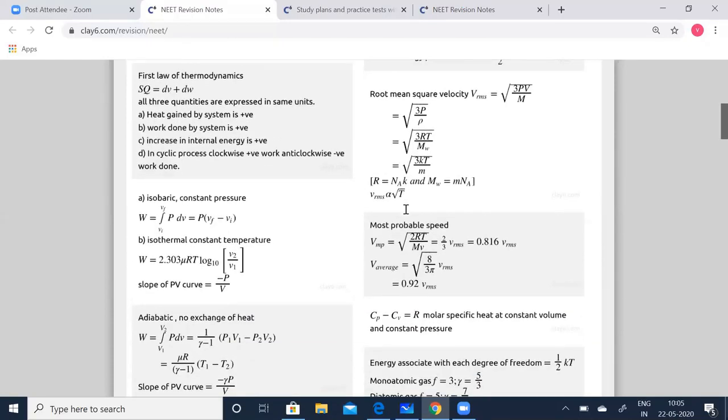Because most of the questions are now going to be theoretical and graphical, you'll have to be very thorough with the concepts. So you can quickly go through the revision notes, remember all the values and formulae, and then attempt the test. That will be really useful.